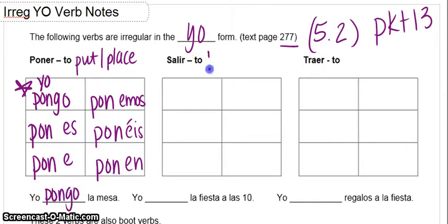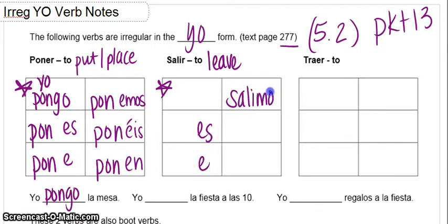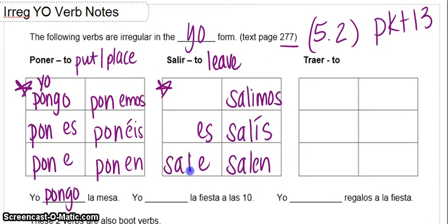Fantástico. Salir, to leave, a new vocab word having to do with party. And again, that's irregular just in the yo form. And then it's going to be a normal IR verb. Sales, sale, salimos, salís. Make sure you have accent on the I. And salen. Fantástico. But in the yo form, it's not going to be salo. Instead, it's going to be salgo.